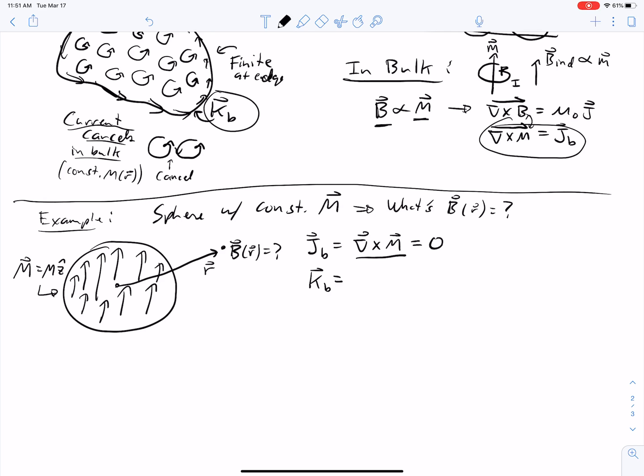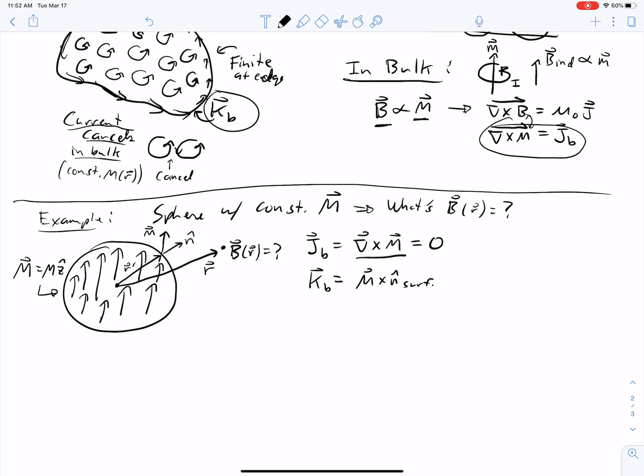So the surface bound current is going to be M cross N at the surface, where N is a unit vector normal to the surface. And so let's figure out what that is. Let's pick some arbitrary location. I'll call that, say, R prime. And we see that at this point, N hat is pointing like this, and M is pointing like that.